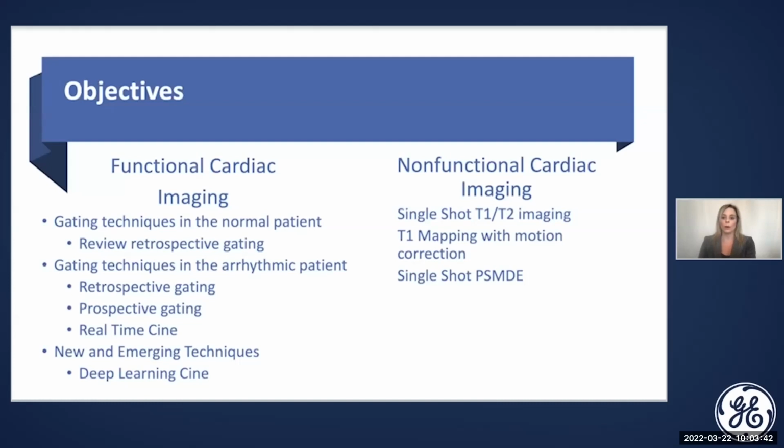In today's talk, we're going to describe both functional and non-functional imaging. Functional imaging is really our mainstay of cardiac imaging. So we're going to discuss gating techniques not only in the normal patient, but also in the arrhythmic and challenging patient. We're going to talk about some new and emerging techniques, which I think is the answer to all of our problems with arrhythmias. And then we're going to finish with non-functional cardiac imaging.